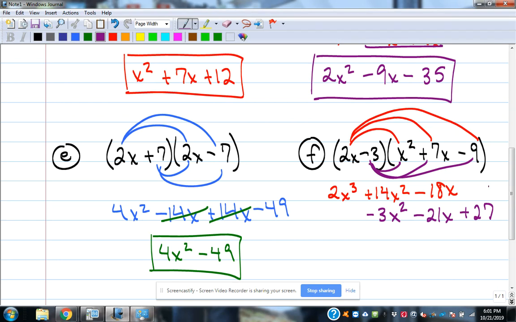So I stack it up like that, and as the problems get longer, I just stack it up more. We'll do some that are a little bit longer than that in a little bit. And then I just put it together. I know I'm combining like terms. 2x cubed doesn't have anybody like it. 14x squared and a negative 3x squared would be 11x squared. That'd be negative 39x, and then the plus 27.